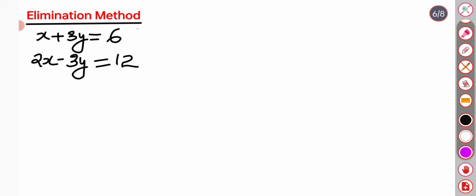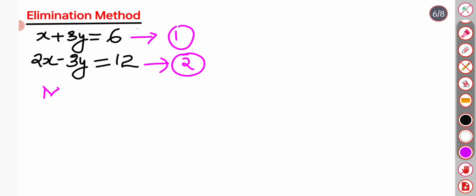If you observe this example, x plus 3y equal to 6 and 2x minus 3y equal to 12, mark these as equation 1 and equation 2. Now if you see the coefficient of x, here x is only 1 but here x is 2. So our first step will be to match the coefficient of x. The y is already matching, 3y and 3y, but here 3 is plus and here 3 is minus. Here x is 2, but above x is 1, so we have to multiply equation 1 by 2.